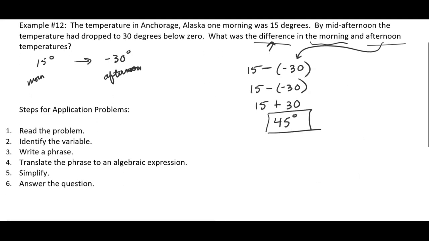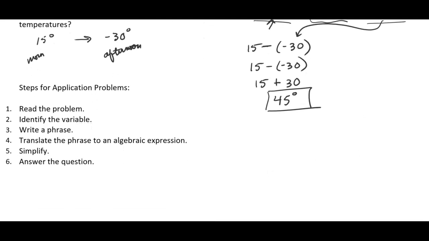Okay, so here are the steps for application problems. You have to read the problem, and a lot of times you have to read it more than once. Sometimes it's tempting to just read the problem and say, oh, I don't get it, but you have to go back in and start pulling information out. So you want to identify the variable. This one, I didn't use an X or an A. I just used the numbers that I had. But I could have said X represents the difference or something like that.